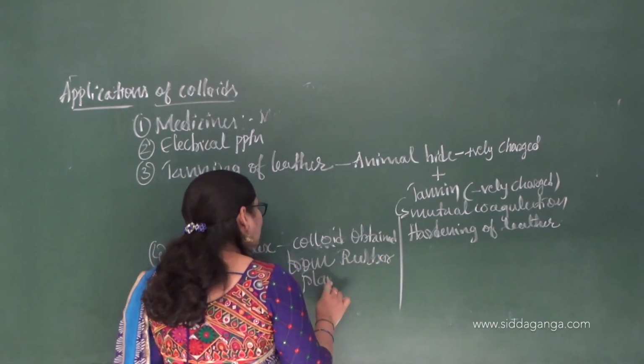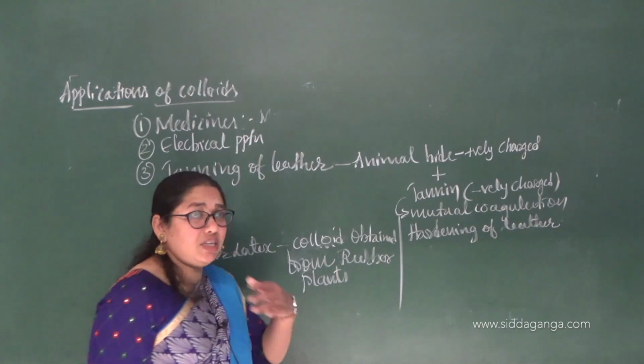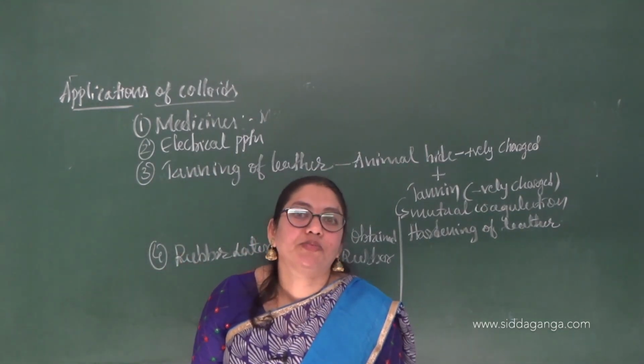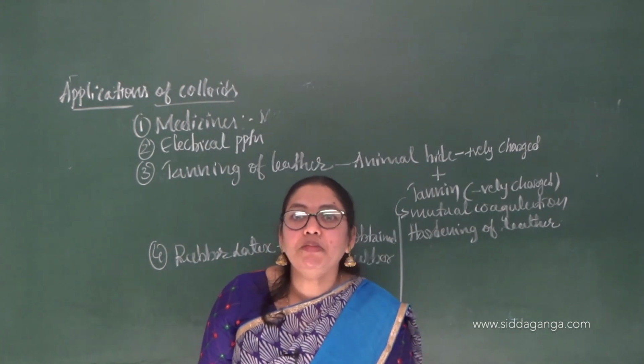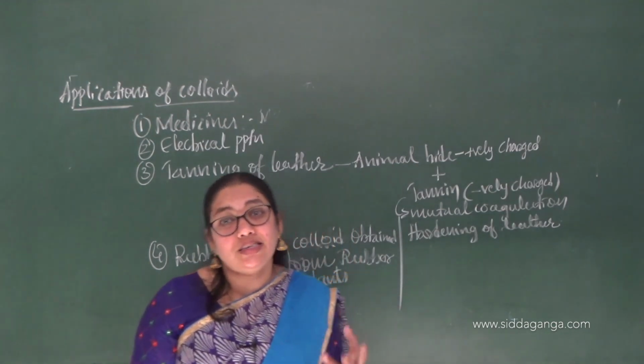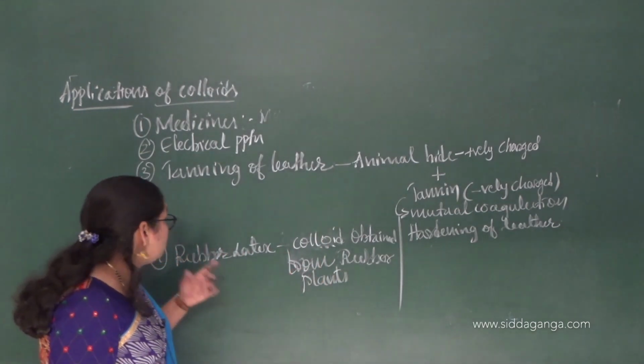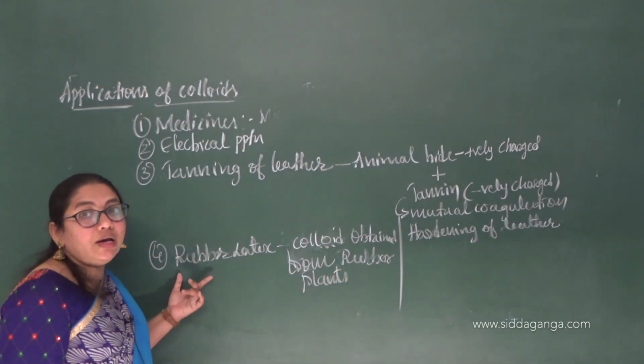Right, so that can also be, if you have seen the rubber latex, it will be sticky in nature. That is nothing but the colloids. How can that be precipitated? By adding sulfur. What do you call that? Vulcanization of rubber. So that is also again an example for our colloid.